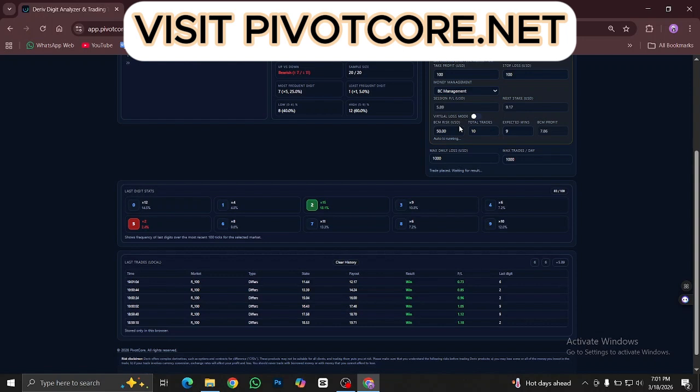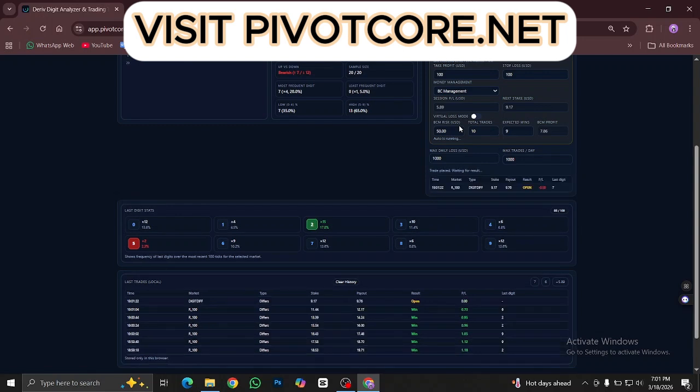Trade 2, trade 3, both clear wins. You can see the account balance growing in real time. The platform handles the entries and the payouts seamlessly. We're pushing through the session now.